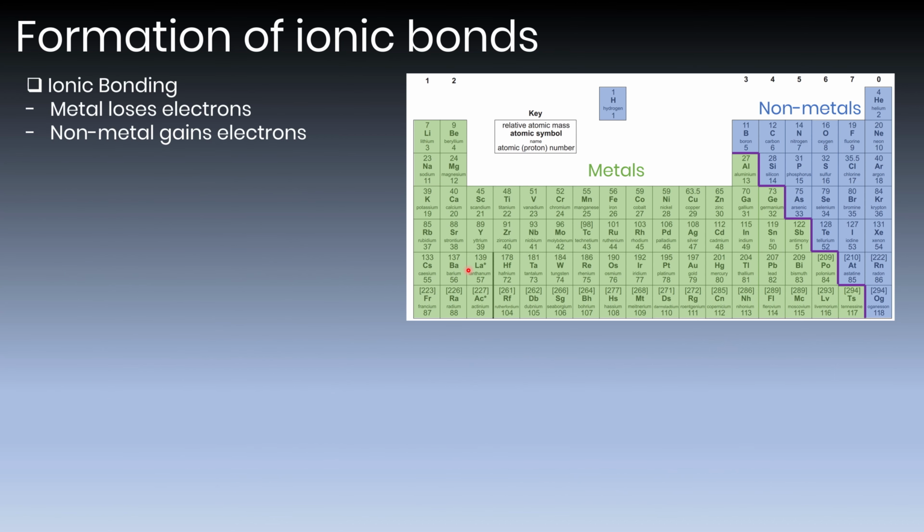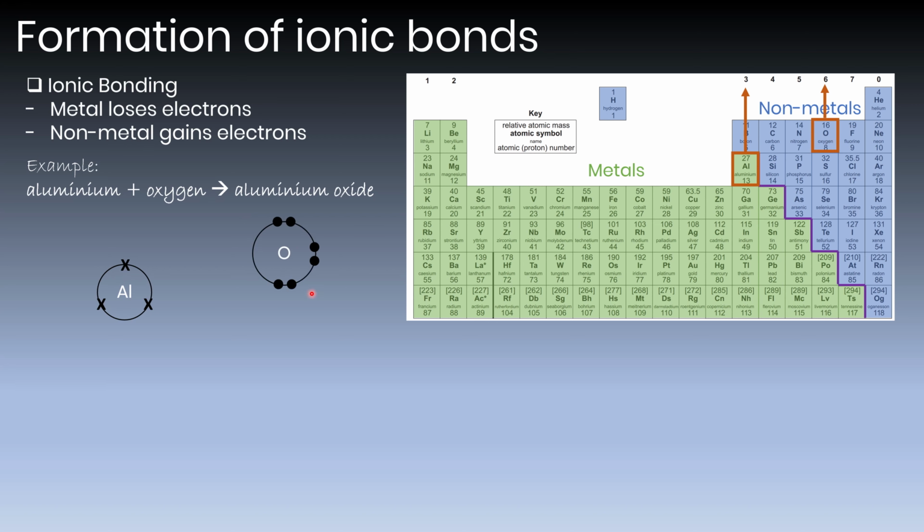Let's now look at our final and most challenging example of aluminium plus oxygen forming aluminium oxide. If we find aluminium on the periodic table, we can see that it's a metal in group 3. So its representation will be aluminium with 3 electrons in its outer shell. Oxygen is in group 6 and therefore has 6 electrons in its outer shell.